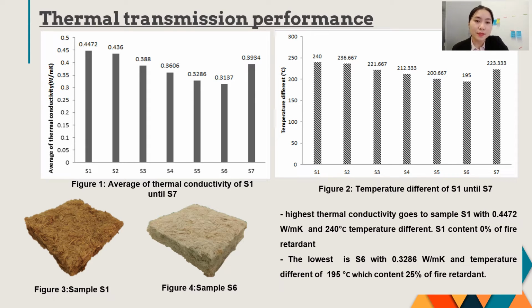So sample 1 basically contains 0% of fire retardant, while sample 6 contains the highest composition of fire retardant, which is 25%. From the graph also, we can see that the current insulator from industry, which is sample 7, has the third rank for this result with a value of 0.3934 watt per meter Kelvin with a temperature difference of 223.333 degrees Celsius.